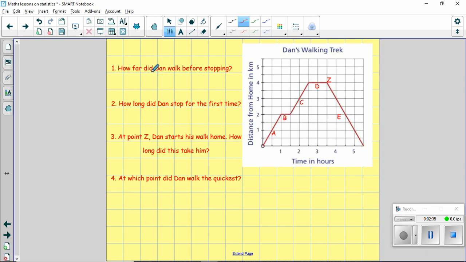The question is, how far did Dan walk before stopping? So for the first time, he stopped there, so I'm going to go across there. He walked 2 kilometres. So I would write 2 kilometres there.